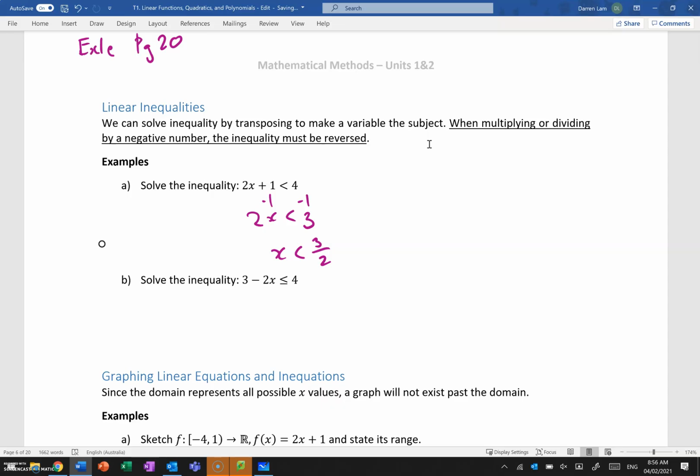Now let's try the second equation over here. It's a little bit different. So I've got 3 minus 2x is less than or equal to 4. What would you normally do if it's just in a normal linear equation? What would you do first?